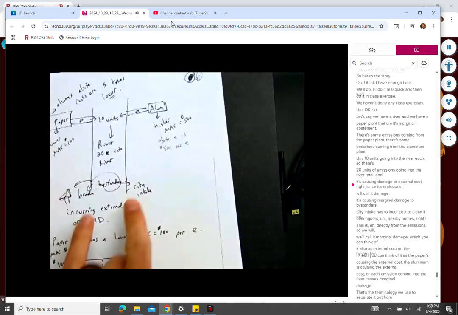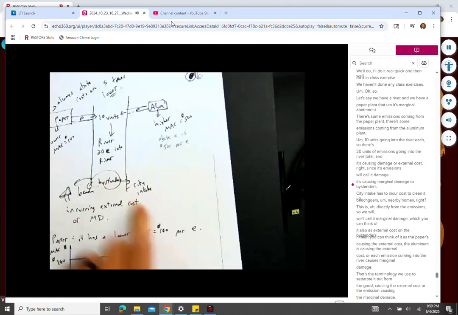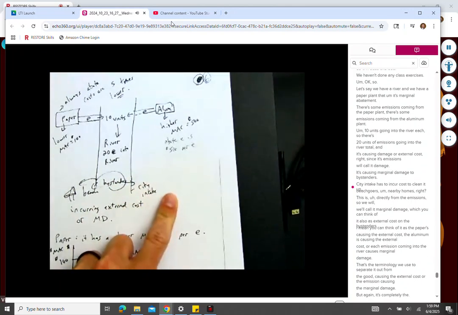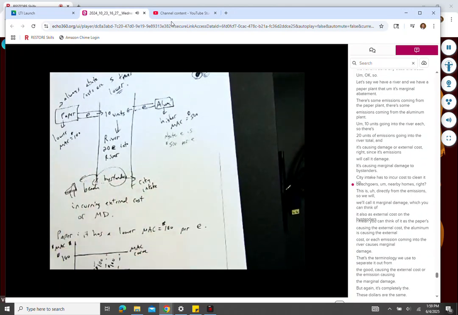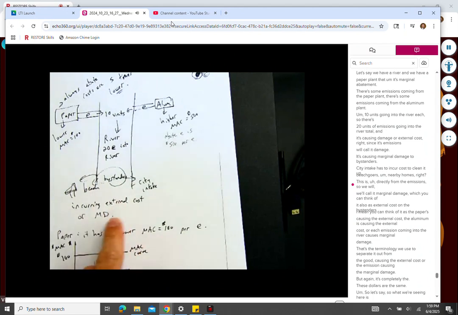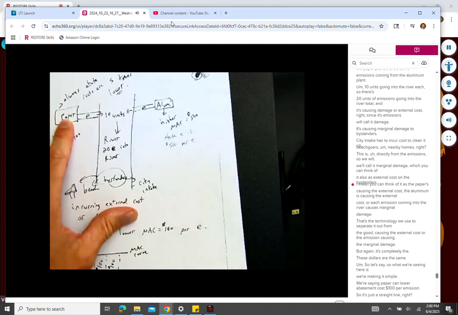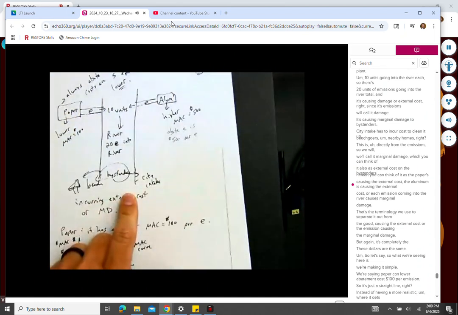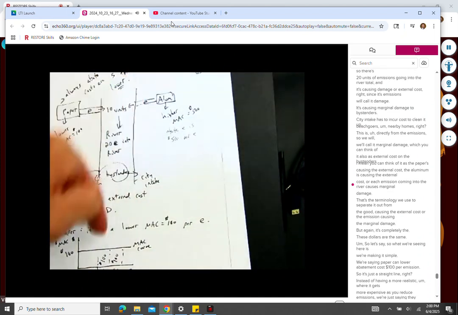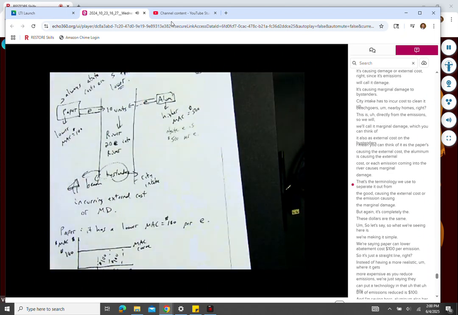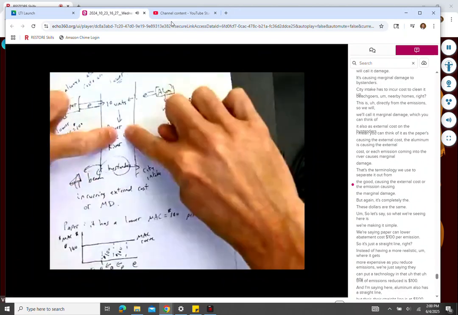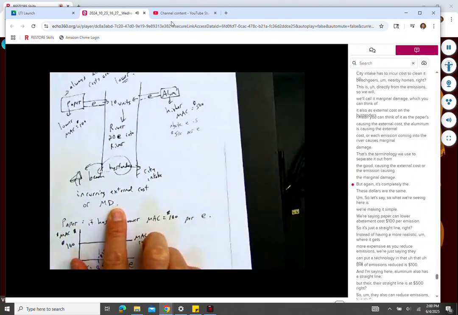And it's causing damage or external cost. Since it's emissions, we'll call it damage. It's causing marginal damage to bystanders. City intake has to incur costs to clean it up, beachgoers, nearby homes. This is directly from the emissions, so we'll call it marginal damage, which you can also think of as external cost on the bystanders. You can either think of it as the paper is causing the external cost, the aluminum is causing the external cost, or each emission coming into the river causes marginal damage. That's the terminology we use to separate out the good causing the external cost from the emission causing the marginal damage. But again, the dollars are the same.